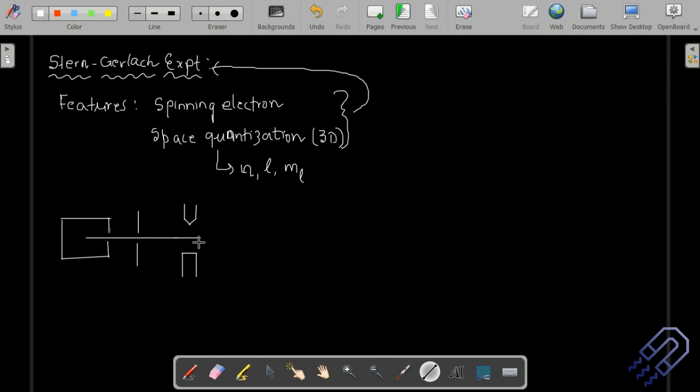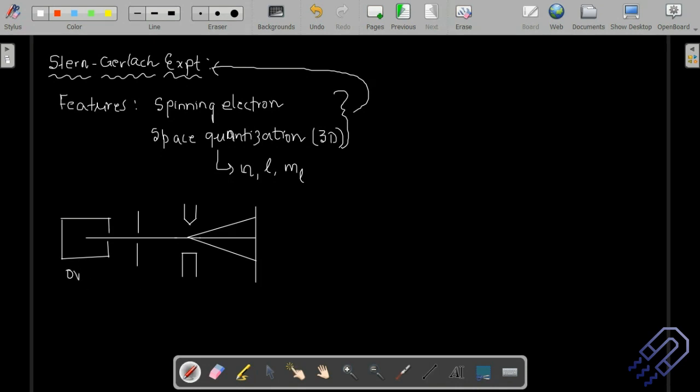As soon as it passed through this non-uniform magnetic field, the beam of atoms actually started deviating. It deviated in the upward direction, it also deviated in the downward direction, and so on. So that is the basic idea behind the Stern-Gerlach experiment.